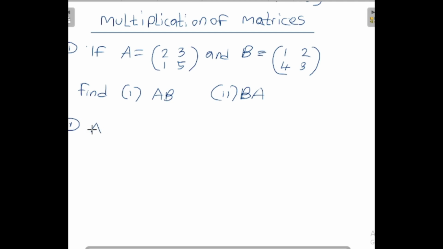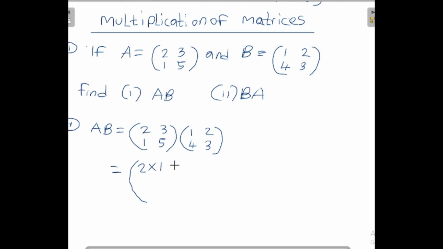AB is the same thing as 2, 3, 1, 5 multiplied by 1, 2, 4, 3. So we go like this. Row, we multiply this column. So I open my first bracket. It's going to be 2 times 1 plus 3 times 4.